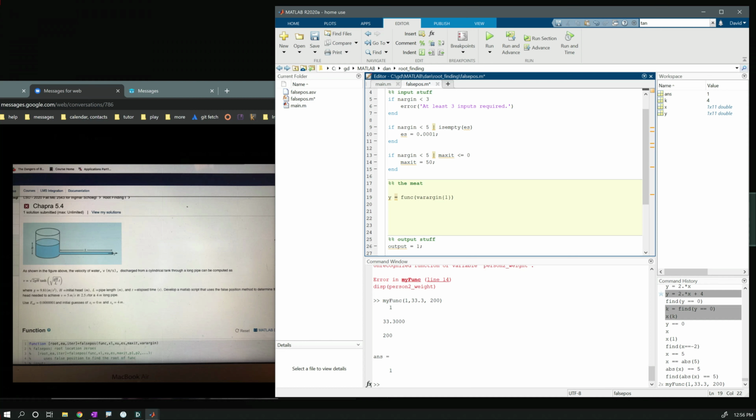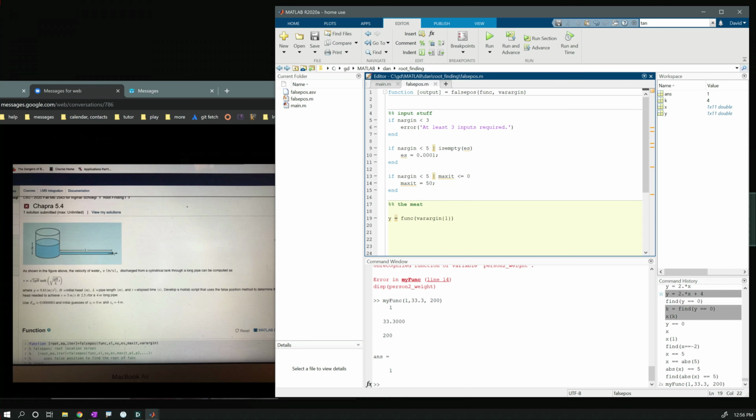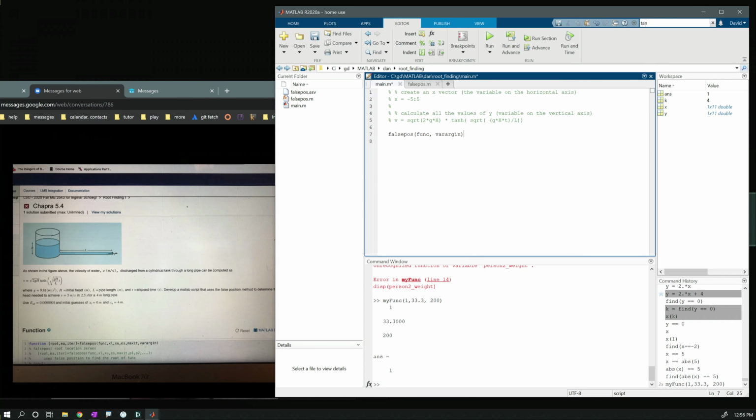Okay. So then either in the command window, or let's just say in this script, we're all just commenting for right now. All I have to do in order to call my function is call this. Except I have to tell it what function is.